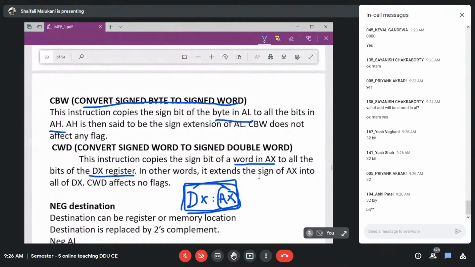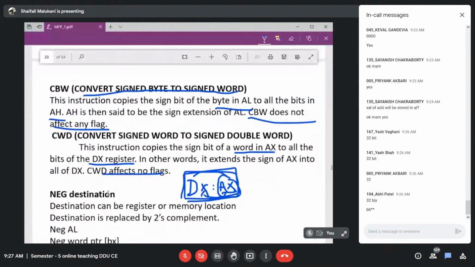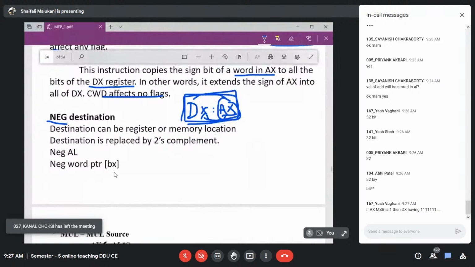But right now, what you have to learn is that a word is stored in AX, the MSB of that is taken, and that is copied to DX. The entire DX will have the value that the sign bit has. This is useful in certain instructions, and at that time we take DX and AX as a whole double word. These two instructions do not affect any flag. Make sure you know which flags are affected by which instruction. Okay. Next is negative. Yes, that is all ones. DX is having FFFF.